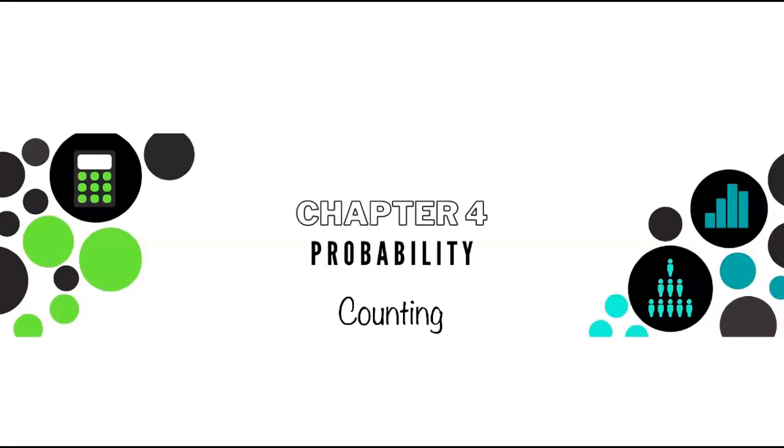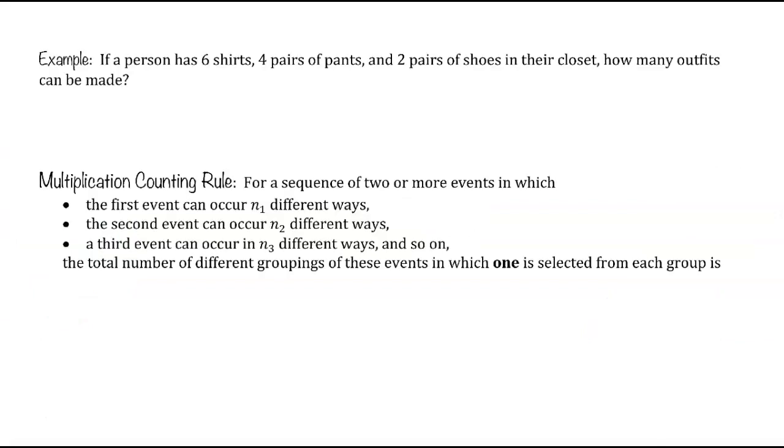When calculating probability, it's important that we are able to count up all of our options, or all of the different ways that a particular event can occur. So that's what this video is all about: counting. Specifically, we're going to go over the multiplication counting rule and the factorial rule. We'll start with somewhat of a silly example.